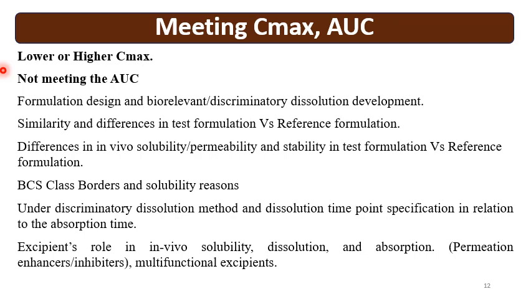Sometimes solubilizers are used in the formulations like Tween 80 or SLS, and many others. Then sometimes permeation enhancers and inhibitors are also used. Some multifunctional excipients are there. So all these parameters should be very critically evaluated so that there will be more chances to meet the Cmax and AUC, which are the most important parameters for bioequivalence.